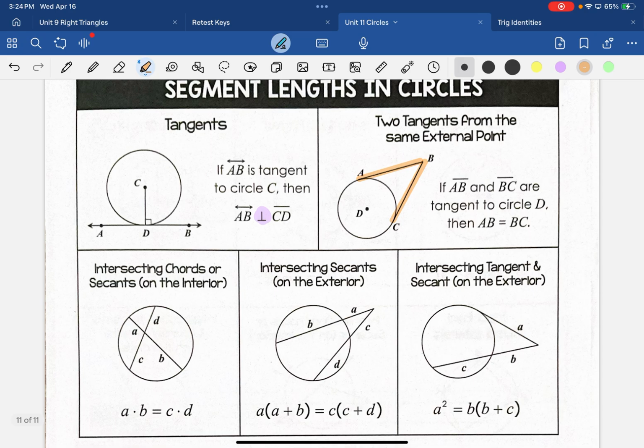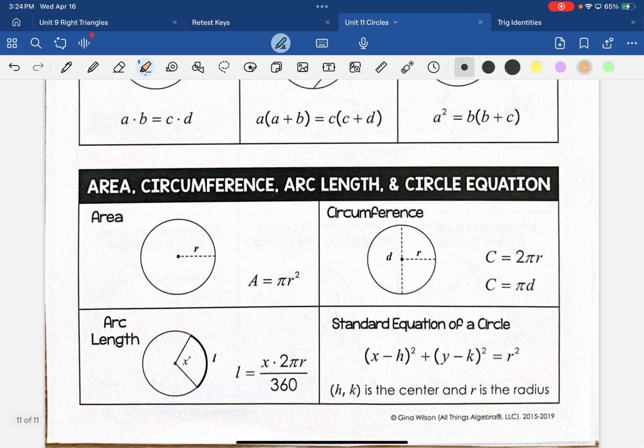This next part, this is what we're talking about today. Down here, area will not be on this test. This will be in the next unit. Circumference, we did talk about that. So there's your circumference equations. Arc length, we're talking about that tomorrow. We did talk about standard equation of a circle. So all of this stuff is stuff that we have talked about for the most part.